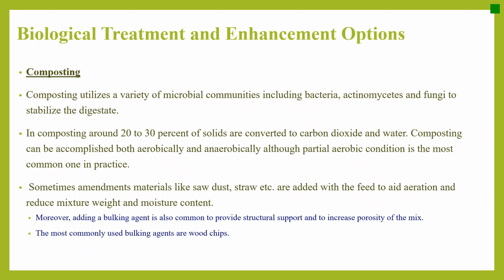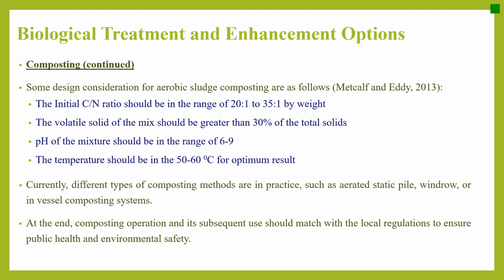Moreover, adding a bulking agent is also common to provide structural support and to increase porosity of the mix. The most commonly used bulking agent is wood chips. Some design considerations for aerobic sludge composting are as follows.